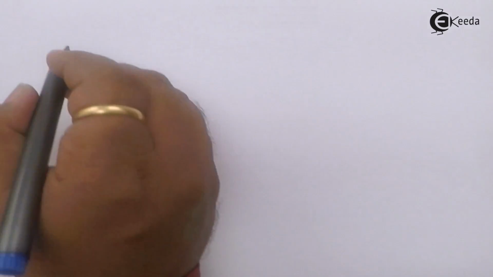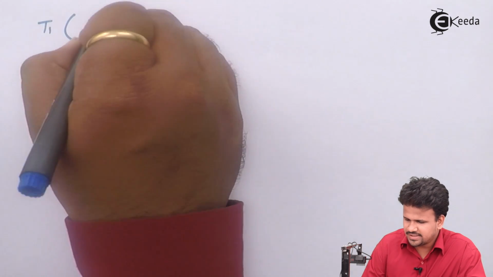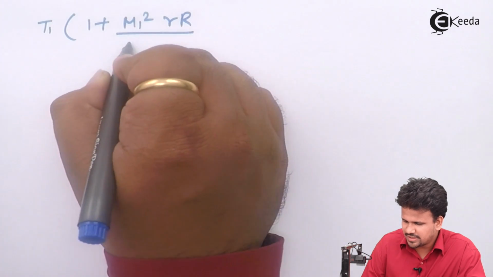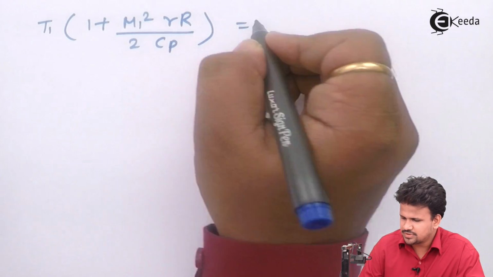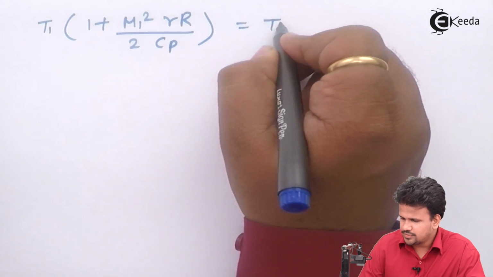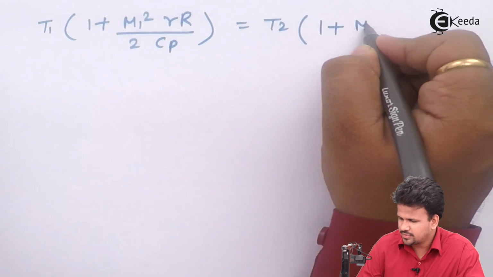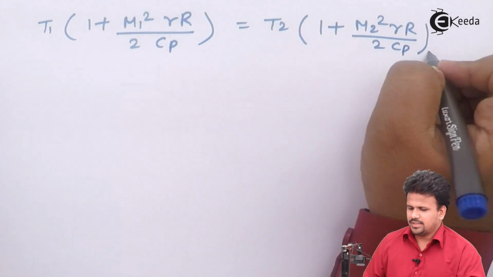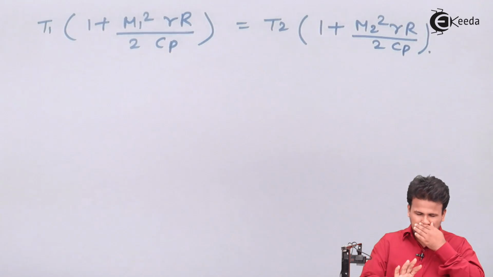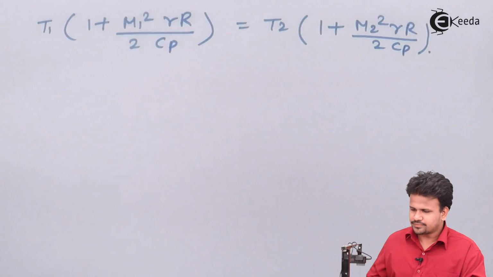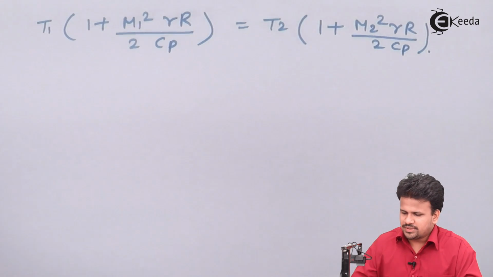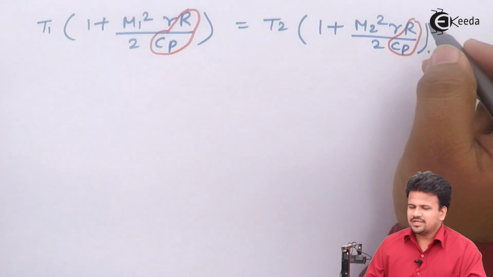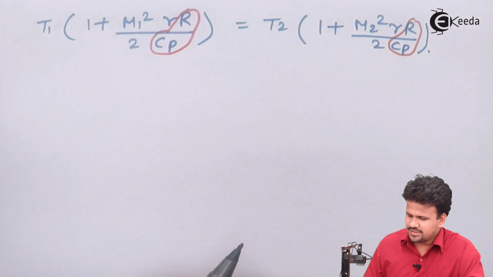So we have over here T1 into 1 plus M1 square gamma R upon 2 times Cp is equal to T2 into 1 plus M2 square gamma R upon 2 times Cp. Now over here in both the equations we have these two constants, R upon Cp. We can eliminate this. How can we eliminate this?